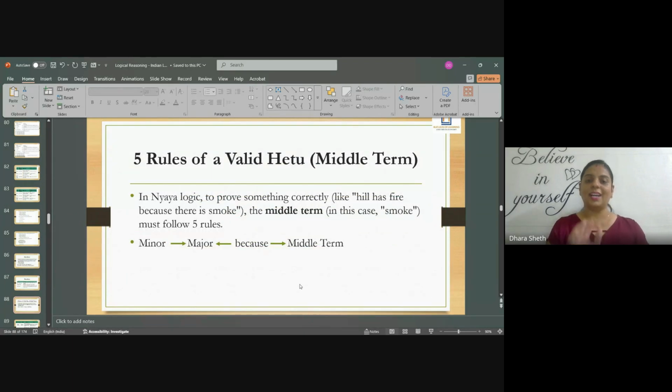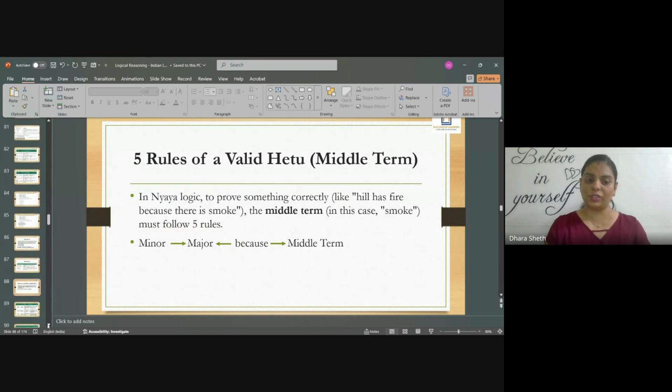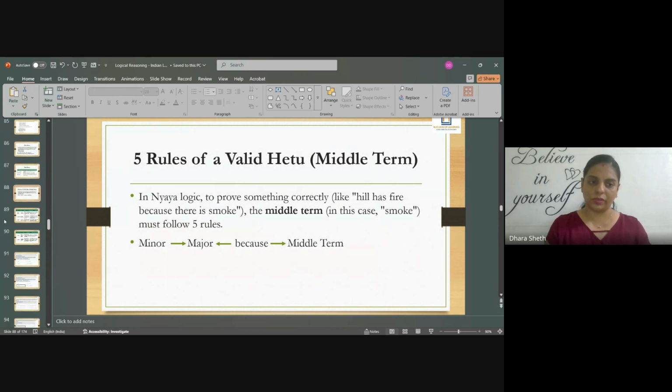Next, there are 5 rules of a valid middle term. Just like we had rules of syllogism, that from this kind of premise you cannot derive this kind of conclusion, there has to be distribution of middle term. Similarly, the reason or hetu here, the middle term, can be considered valid. There are 5 rules for it. And the fallacies are breaking those 5 rules. Okay. So let's understand what are the 5 rules, and there are also questions based on these rules.